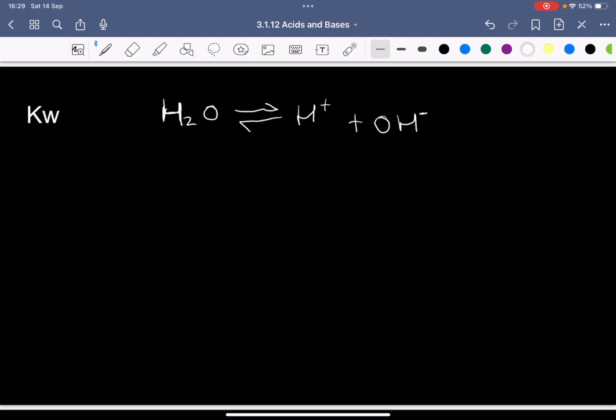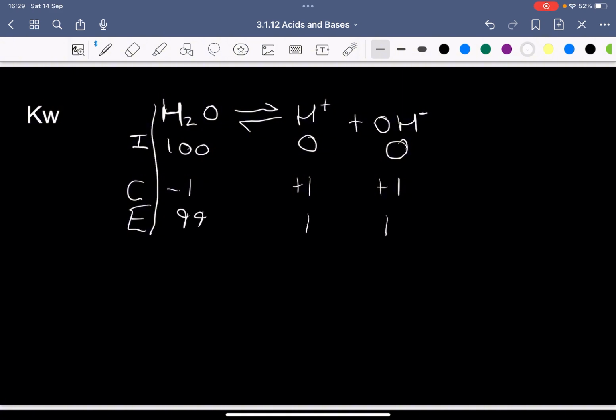So if I was to draw an ICE table, let's assume initially we had something like 100 moles of water and 0 moles of hydrogen and hydroxide ions. Then the change would be something really small, like -1, and that means you gain 1 proton and gain 1 hydroxide ion. So essentially, your equilibrium moles is 99, 1, and 1, okay?